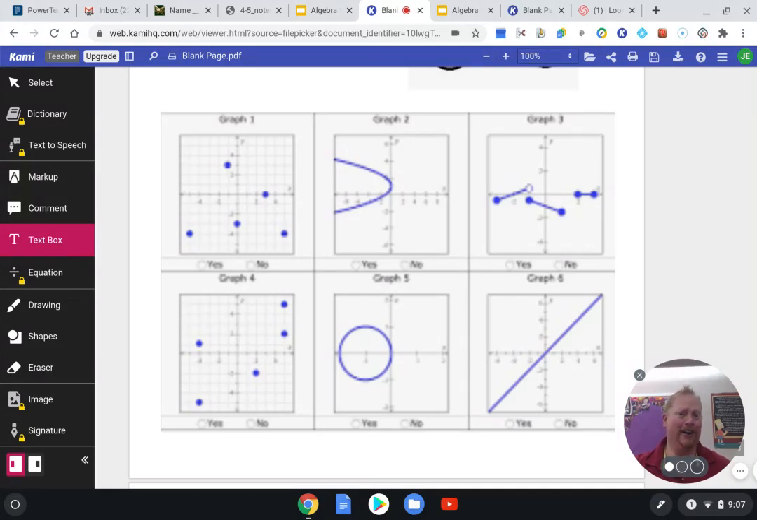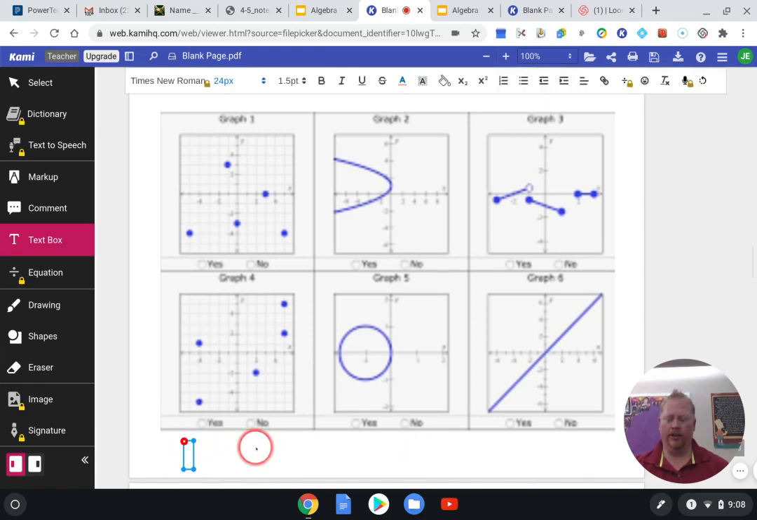So we kind of got cut off there, so let's finish this up. The last thing we were talking about is how to tell if a graph is a function or not. And there's something very specific that we're going to use, and it's called the vertical line test.